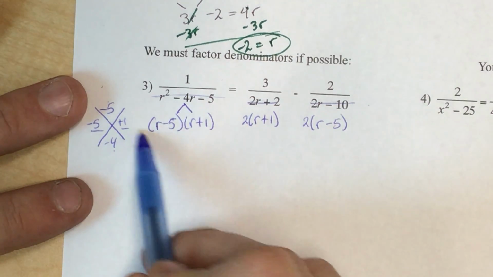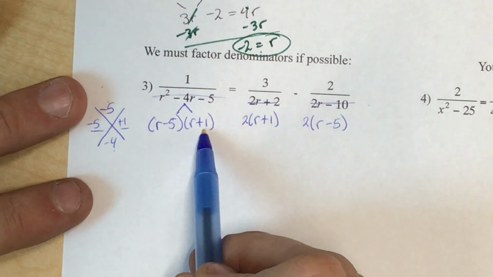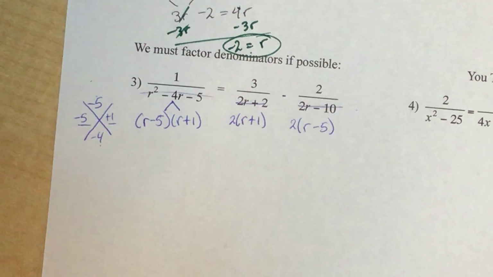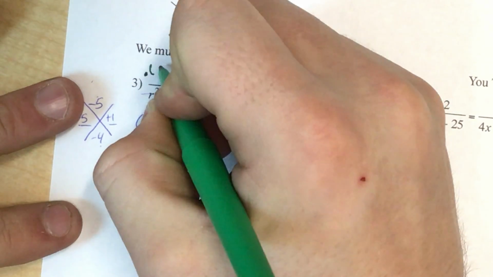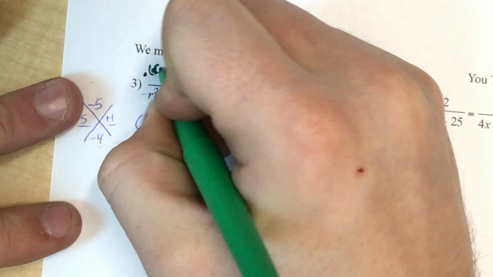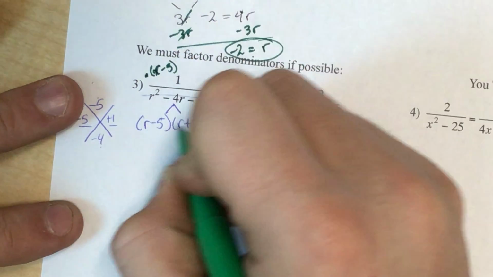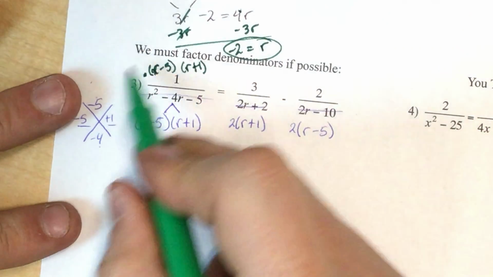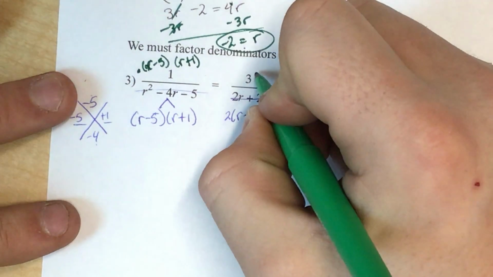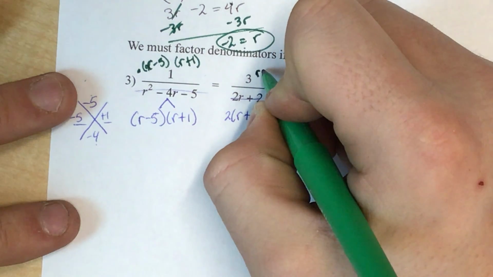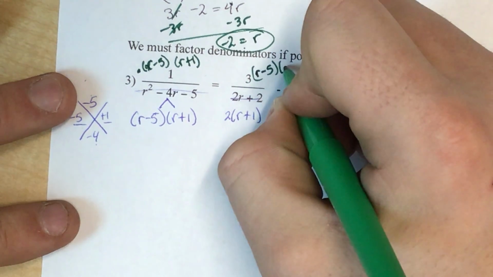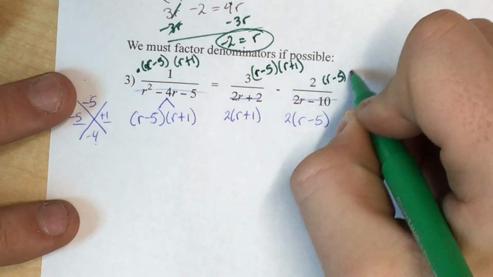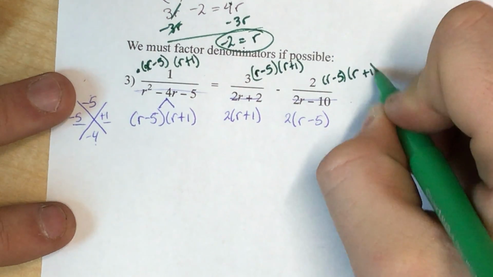We're going to now eliminate this denominator, r minus 5 and r plus 1. So we're going to multiply by two things. So I'm going to first multiply by r minus 5 and also multiply by an r plus 1. But we can't just do it to one term, we have to do it to every single term. So this is r minus 5 and r plus 1, and then r minus 5 and r plus 1.